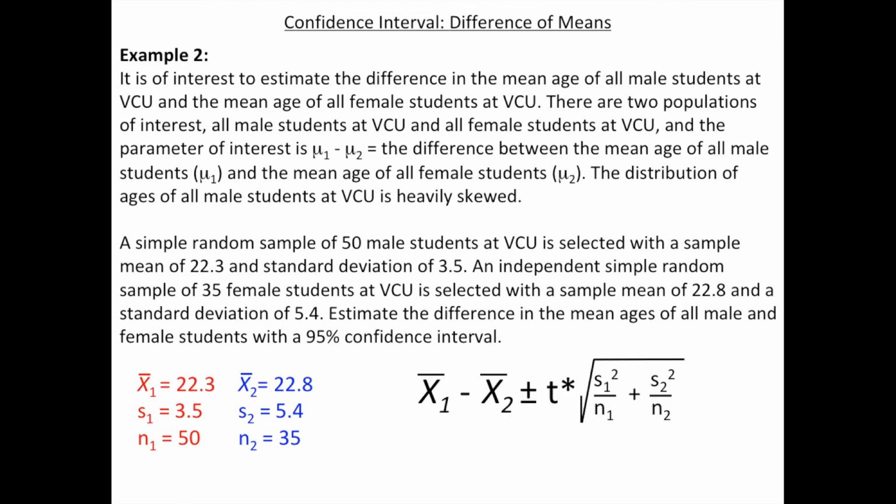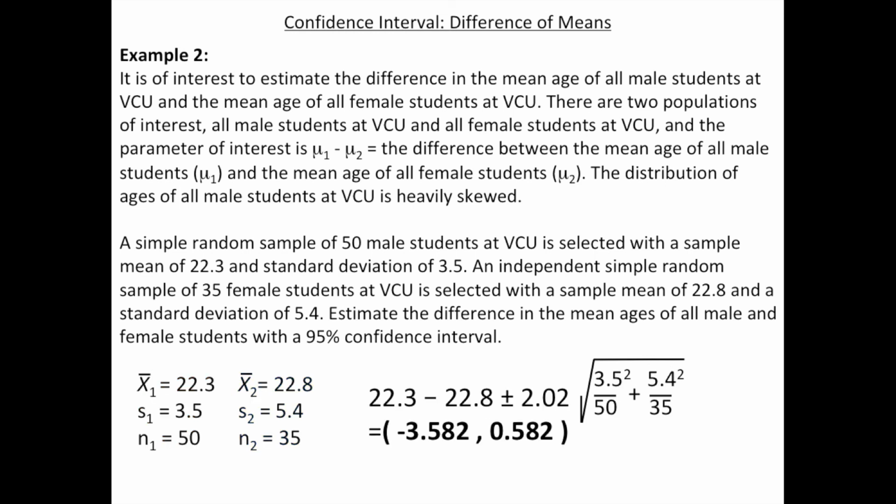Now when we move forward, since we have sample standard deviations, we need to use the t-distribution. And so when you're solving for the test statistic here, you're going to use the degrees of freedom for the smaller sample size. Here we have 35 female students, which is a smaller sample size, so the degrees of freedom will be 34, and you should know how to solve for your test statistic for this problem.